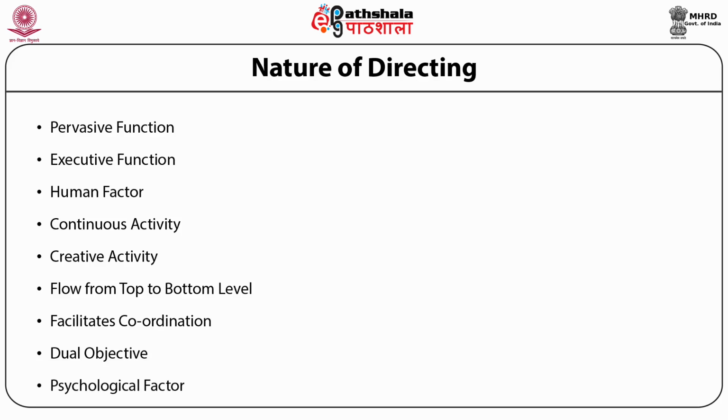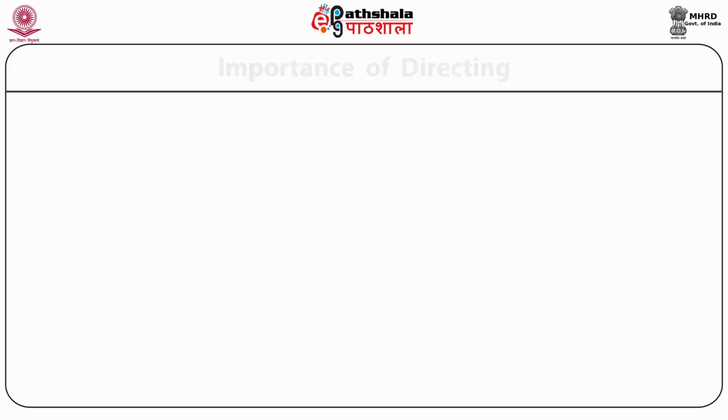Psychological factor. Directing function is directly related to an individual working in the organization. Directing function deals with human behavior, which varies from individual to individual and is unpredictable. Leader has to take care of feelings, emotions, etc. while giving direction to the subordinates. The manager has to take care that the feelings and emotions of any employee do not get hurt.